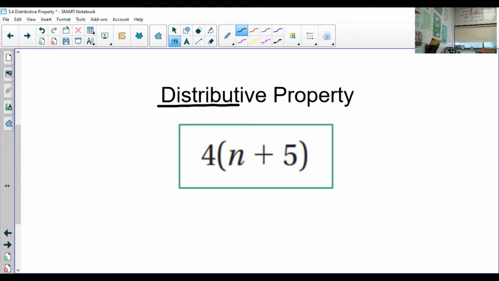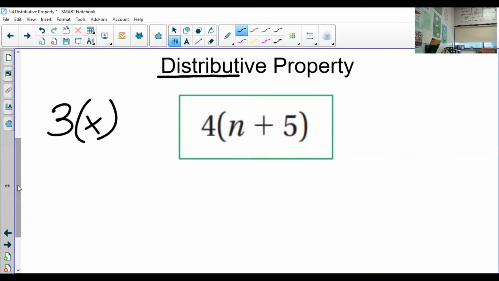So before we do this example here in the box, let me just work over here for a second. What if I had 3 parentheses x parentheses? What would we do with those two numbers? We multiply them, right? Because two numbers right next to each other tell us to multiply. So what if I had 8 times 6? Two numbers right next to each other, one of them is in parentheses.